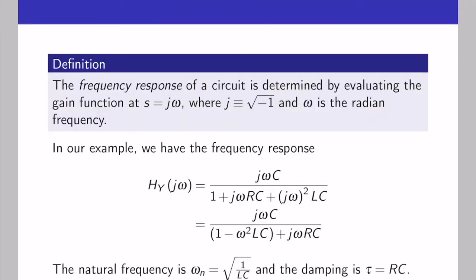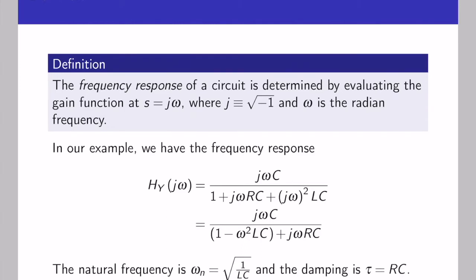Now that we have a relationship for the gain, we can talk about the frequency response of a circuit. All we need to do is plug in jω for the Laplace variable s, where remember j is equal to the square root of minus 1 and ω is the radian frequency. So in our example, we plug in jω for s and we get jωC over 1 minus ω squared LC plus jωRC.